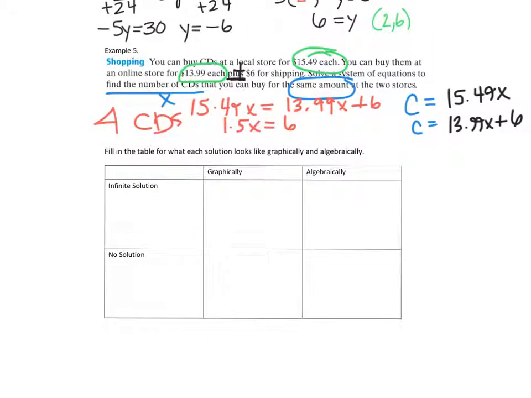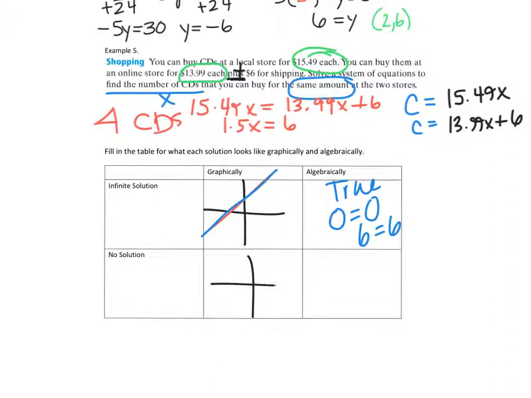All right, fill in the table for what each solution looks like graphically and algebraically. If you have infinite solutions, graphically, you're going to have line 1 and line 2 be the same line. Algebraically, when you're solving, you're going to get something that's true. Your variables knock out and you end up getting 0 equals 0 or 6 equals 6. When you're solving a linear equation you would write all real numbers. Well, in a system it's going to be an infinite number of solutions.